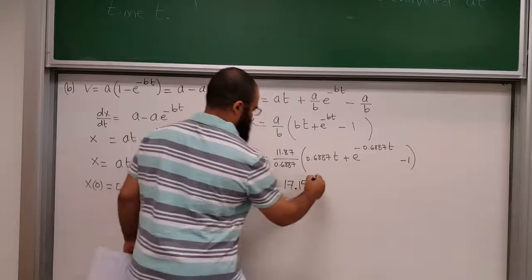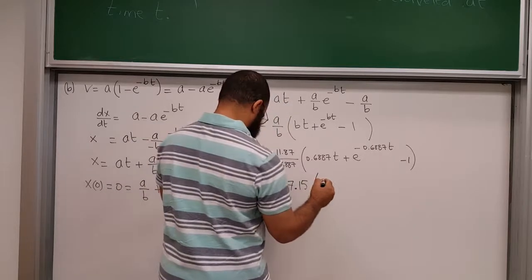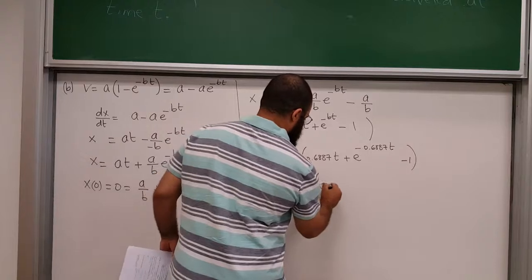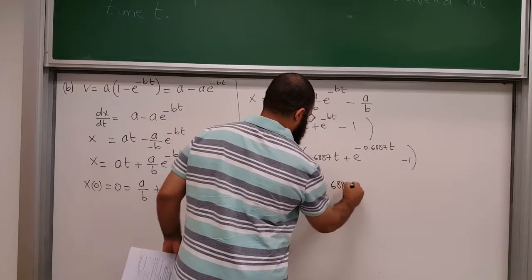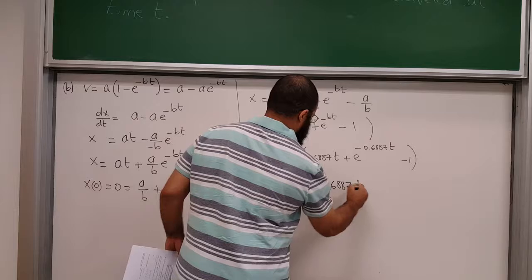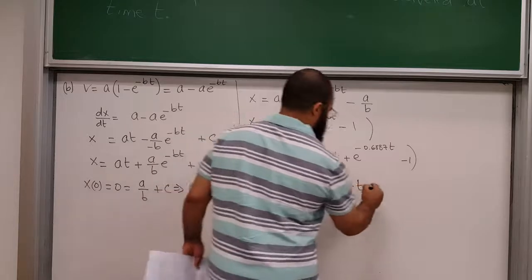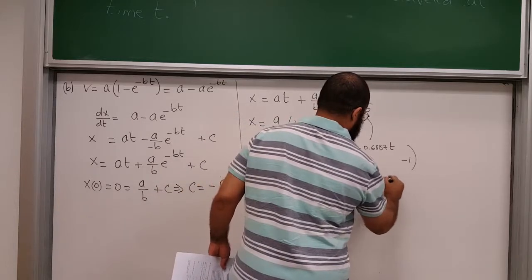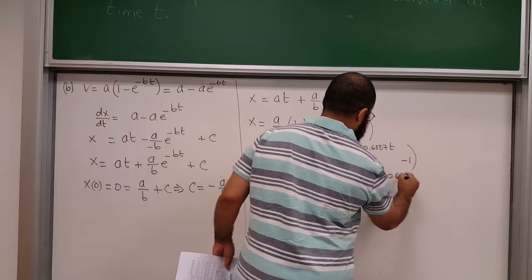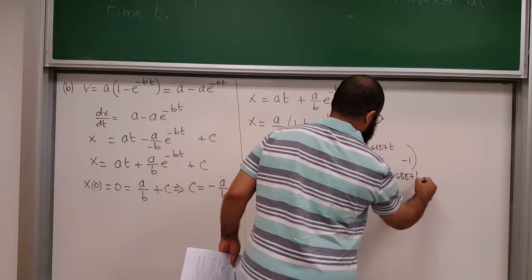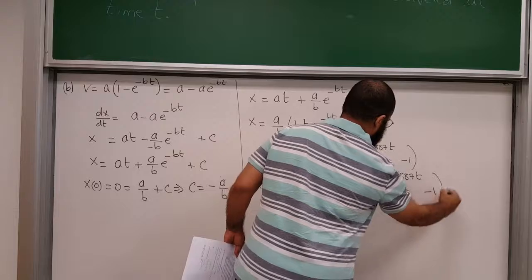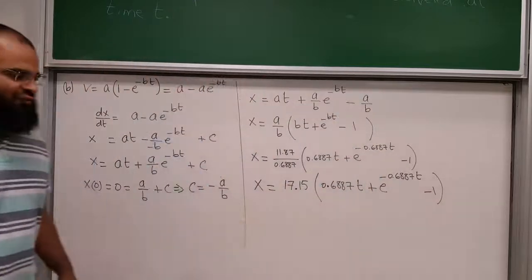17.15 times 0.6887 times t plus e to the minus 0.6887 times t minus 1. All right, that's the expression for x.